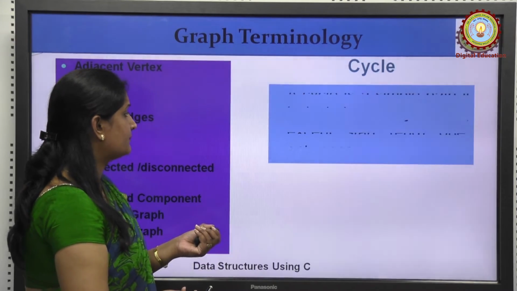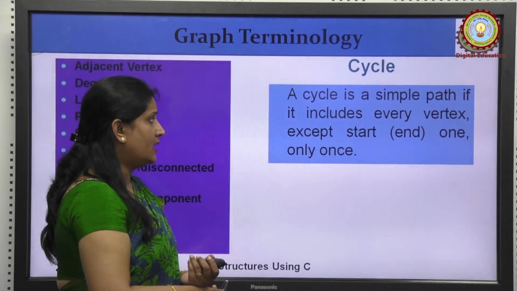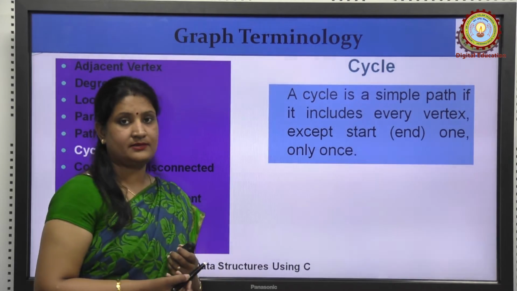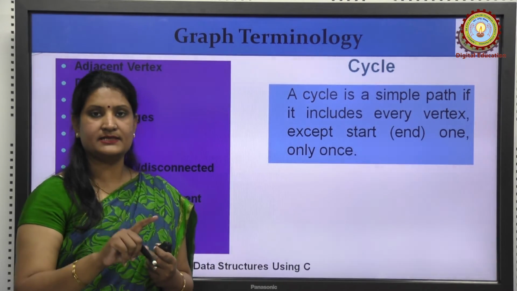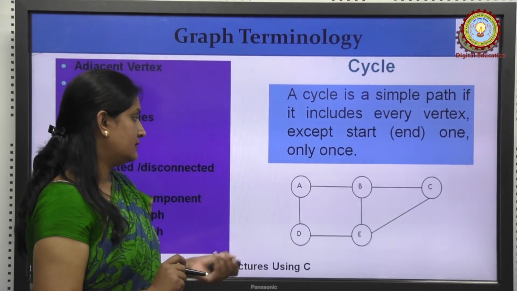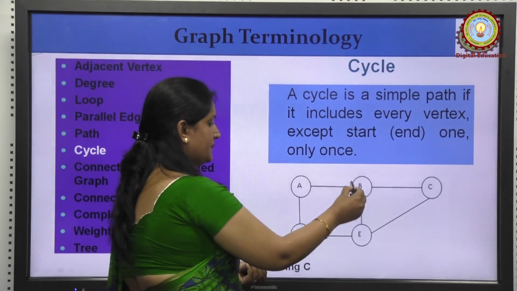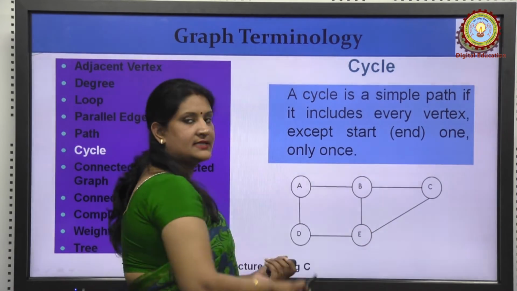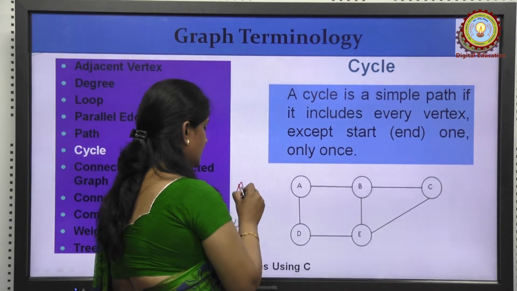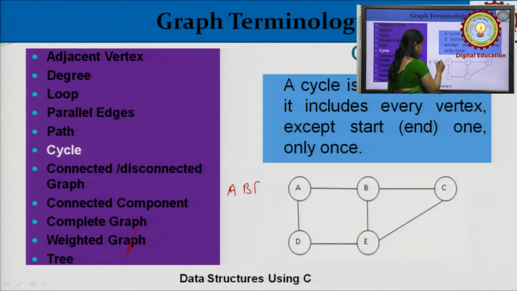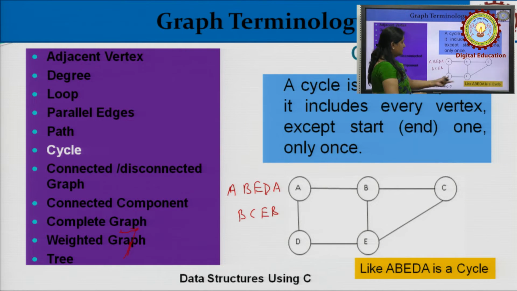Next is the cycle. A cycle is a simple path if it includes every vertex exactly once except the starting vertex. This A, B, E, D, A is a cycle. A is repeated 2 times. A, B, E, D, A is a cycle. B, C, E, B is a cycle.